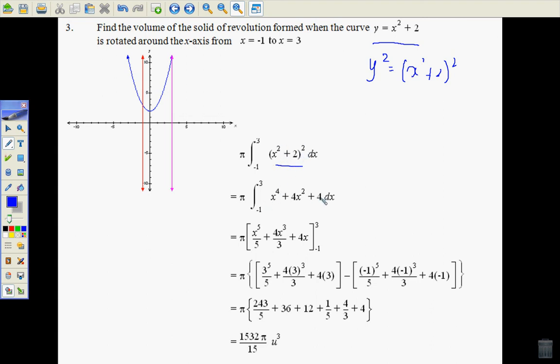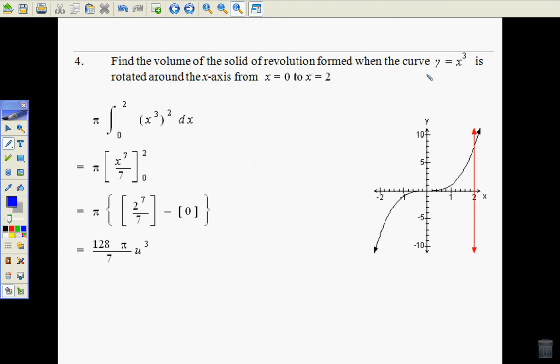Best we can do is expand it. So x to the power of 4 plus 4x squared plus 4, then integrate every separate term. Do our substitution in of 3 and -1. Calculate it, being really careful because of the signs to give us that required area. In question 4 here, we've got y is equal to x cubed rotated around the axis between 0 and 2. So x cubed all squared, we multiply the powers, it gives us x to the power of 6. So add 1 to the power and divide by the power, substitute 2 in, substitute 0 in, and that gives us our answer.